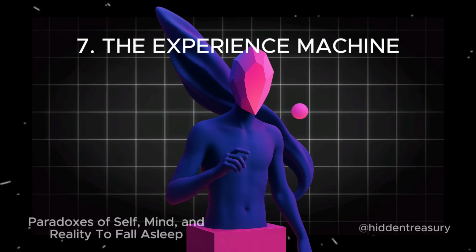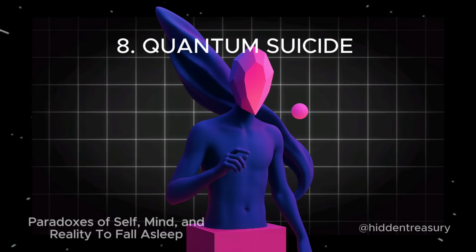Quantum suicide is a thought experiment that combines the principles of quantum mechanics with the nature of reality and observation. It is a deeply unsettling concept that pushes the boundaries of how we think about life, death, and the universe itself. The idea starts with the many worlds interpretation of quantum mechanics, which suggests that every possible outcome of a quantum event happens in its own separate universe.